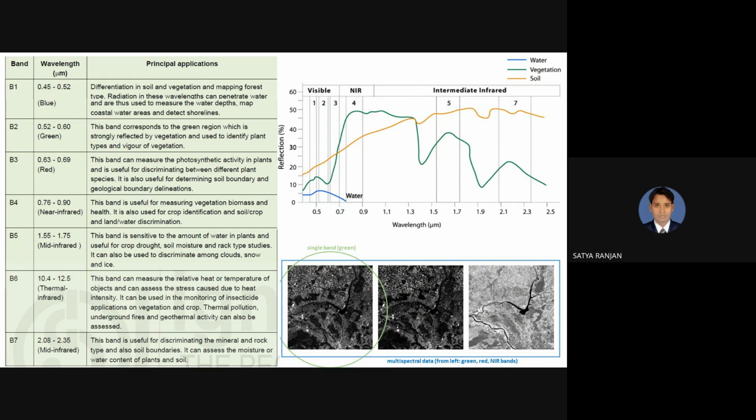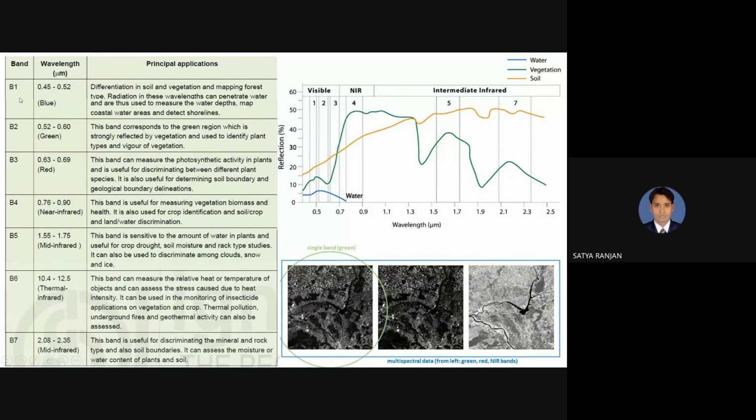That's why other features look like a bright color, and the water body is black color. So during boundary demarcation between the water bodies and land part, we largely use the infrared bands. Likewise, different bandwidth wavelengths are there. Band one is 0.45 to 0.52 micrometer. All these bandwidths are in micrometer.